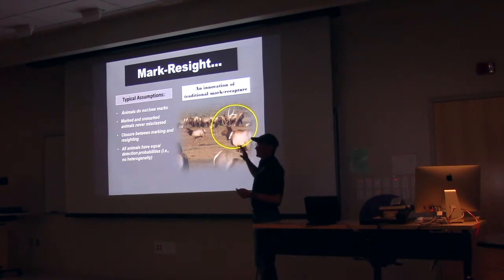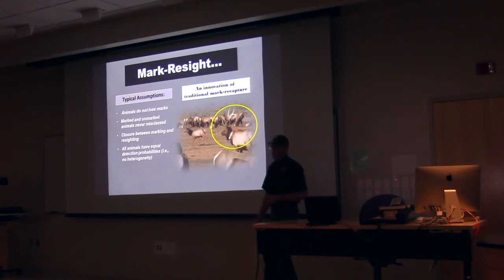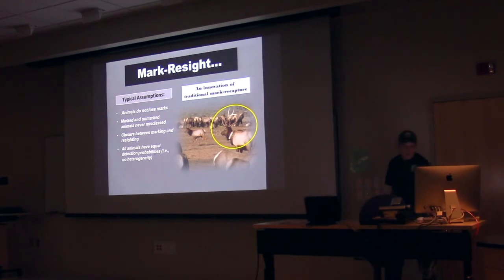We know that that's really not true, right? I mean, the whole concept of the Sightability model was that you're more likely to see animals in big groups, you're more likely to see them when they're in the open. So we really know that that's not a reasonable assumption, but it was an assumption that was required for a lot of early models.